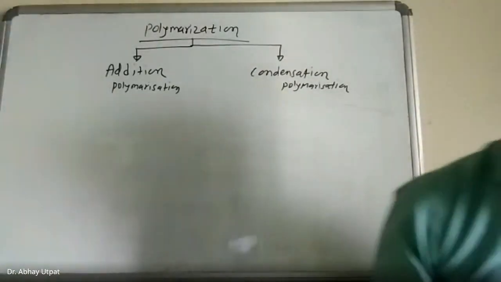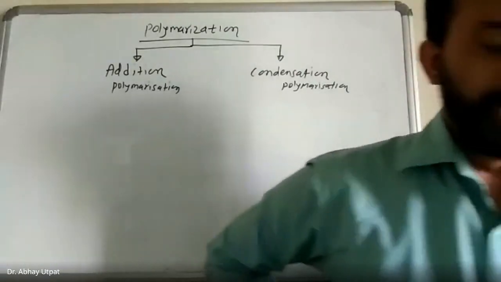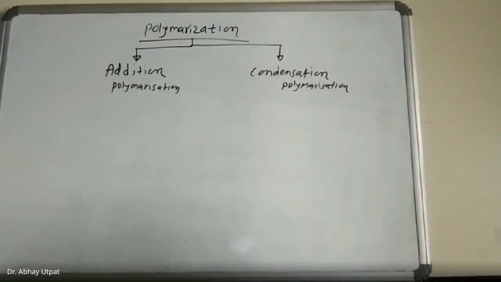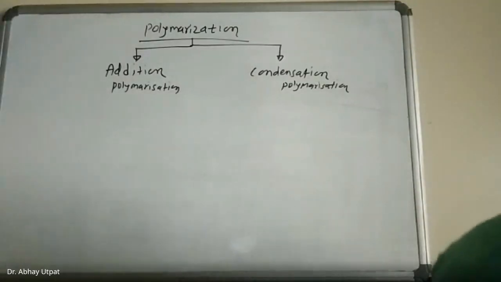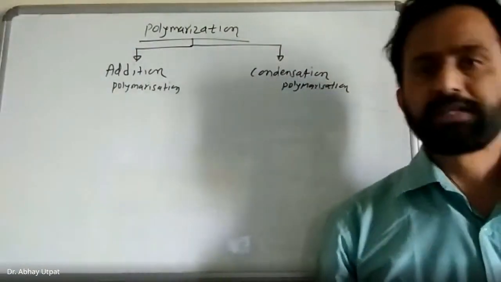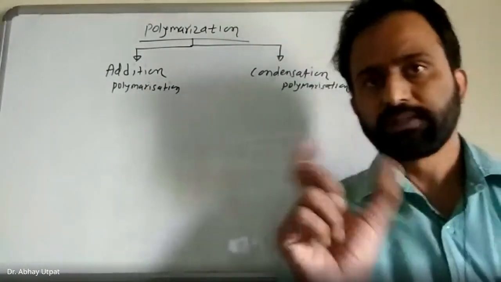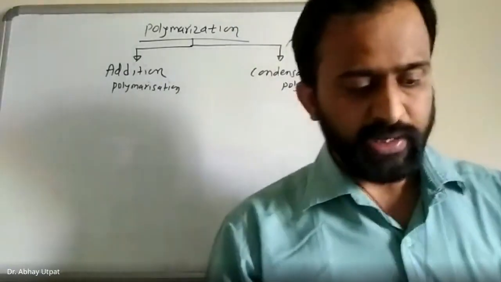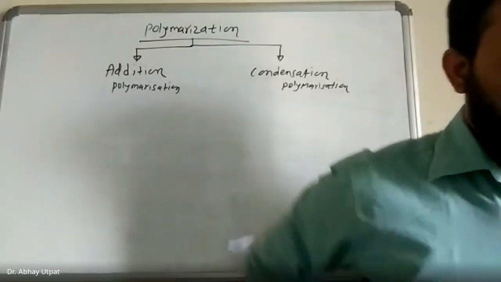Write down, next line. It produces thermoplastic material. Example, polystyrene. Now, these are the names which you have to remember. Polystyrene. Then second, polyvinyl chloride.